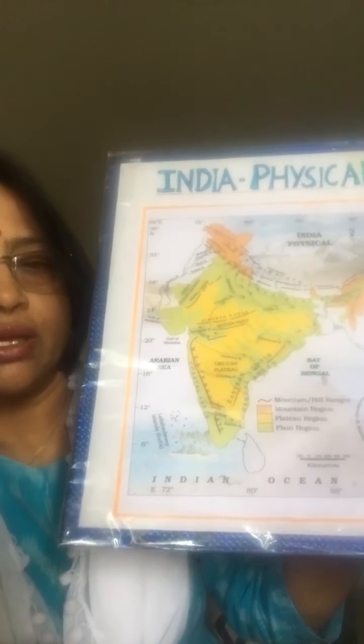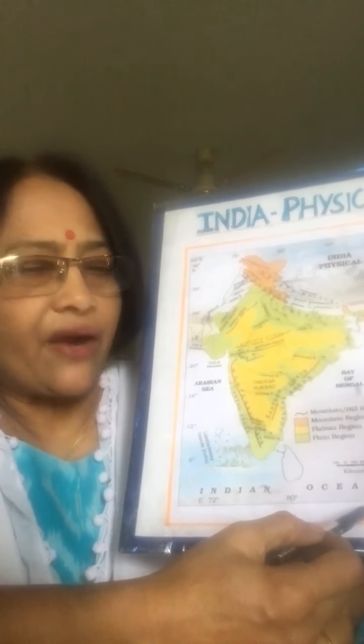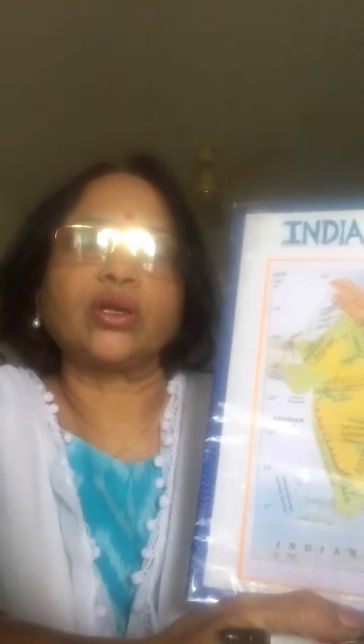What about the ocean? An ocean is a larger water body, much bigger than the sea. So here you have the Indian Ocean. Apart from this, there is another type of water body which is called a strait. A strait is a narrow stretch of water separating two land masses.